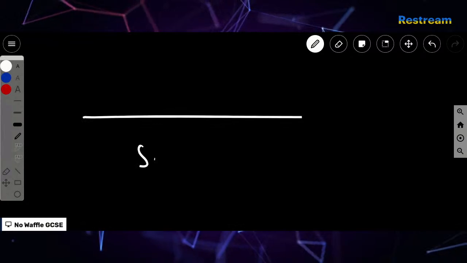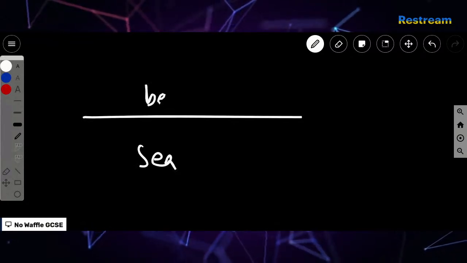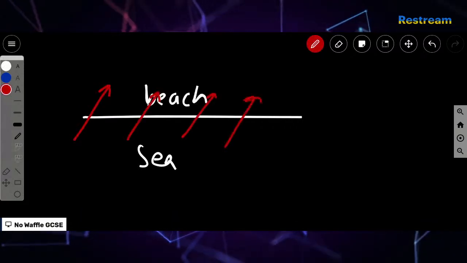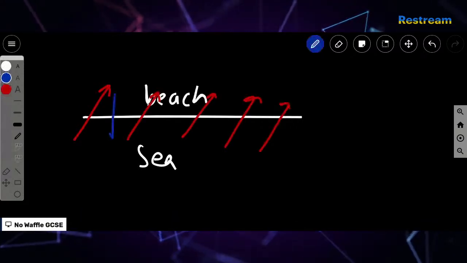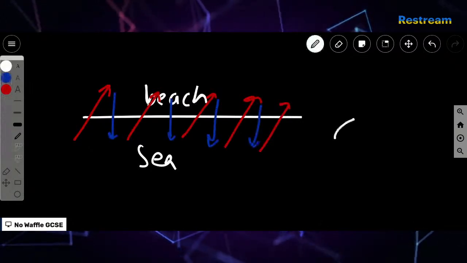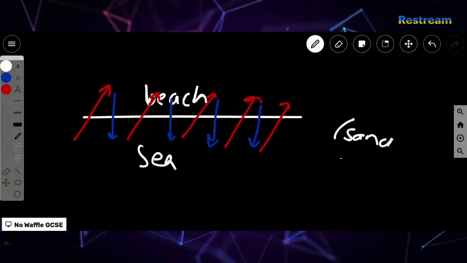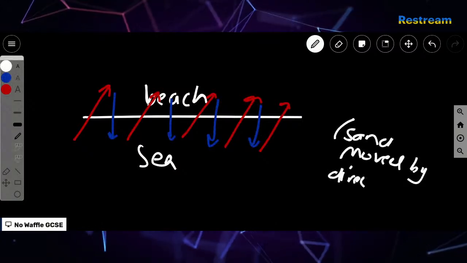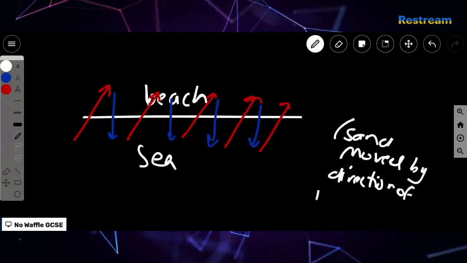Okay, so sand dunes are formed when sand deposited by longshore drift is eventually moved up. So we discussed how longshore drift happens. We have the sea, we have the beach. It moves in the direction of the prevailing wind and then returns at a 90-degree angle. So eventually, what we're saying here is that the sand is moved by the direction of the prevailing wind.